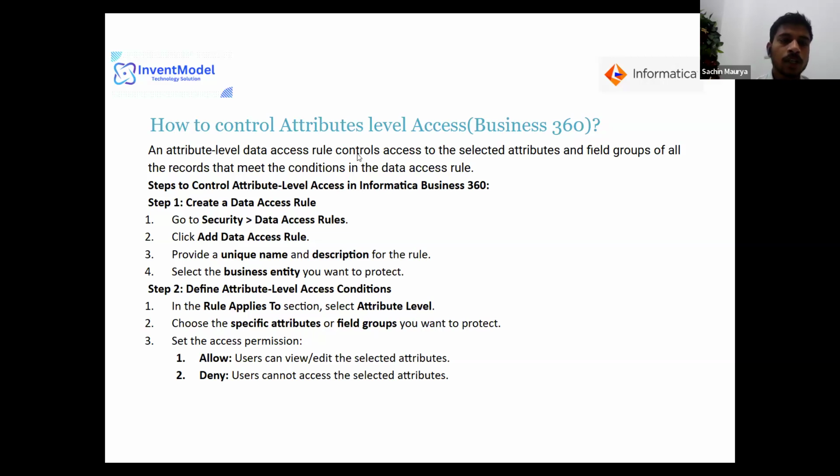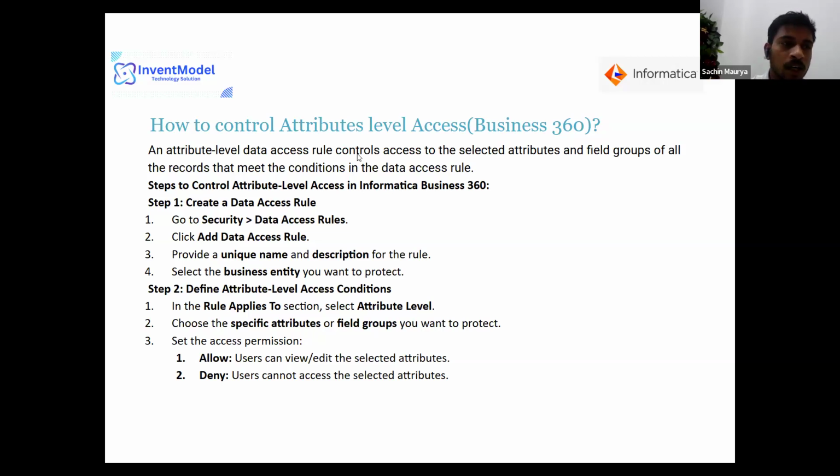So attribute level data access rules control access to selected attributes and field groups of all the records. Like we have the record, and in the record we have a person, which represents different attributes of that person.